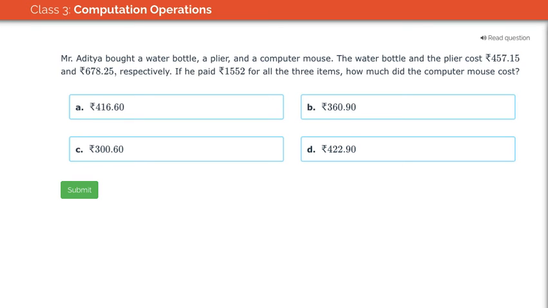Aditya bought a water bottle, a pilot, and a computer mouse. The water bottle and the pilot cost 457.15 and 678.25 respectively. If he paid 1,552 for all the 3 items, how much did the computer mouse cost?